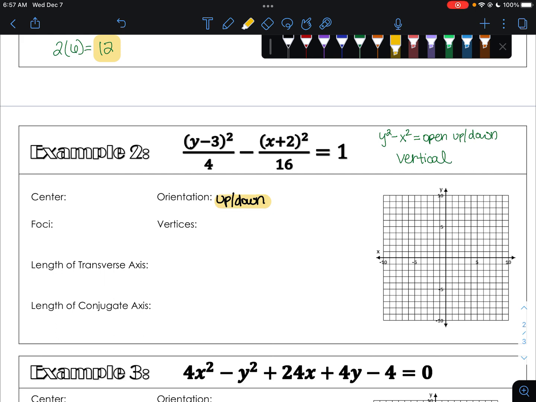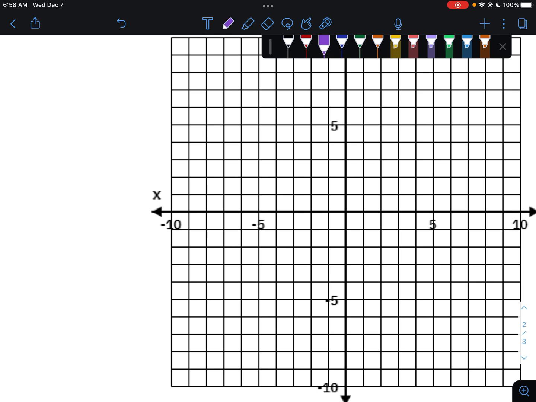Okay, to identify the center, it is h comma k. So h is with the x, k is with the y. So the center should be -2, 3. So hopefully you did not mix that up. When you plot that, -2, 3 is right here.